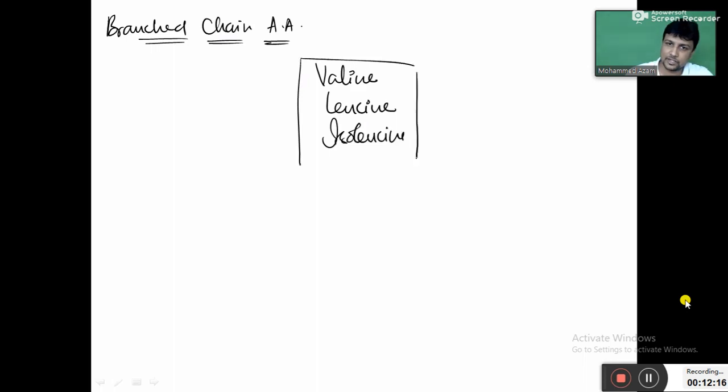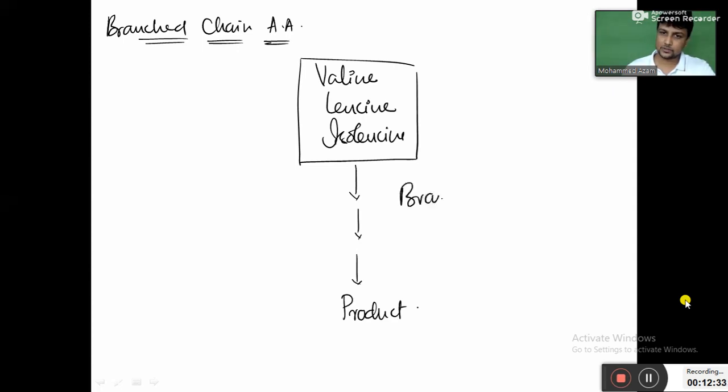And these three branched chain amino acids, valine, leucine and isoleucine, will undergo certain metabolism and they are going to form some product. So the good news here is that you don't have to learn the entire pathway. You got to learn only and only about one enzyme here right now. What is the name of the enzyme? It's branched chain. Okay, why? Because these are branched chain amino acids, branched chain.